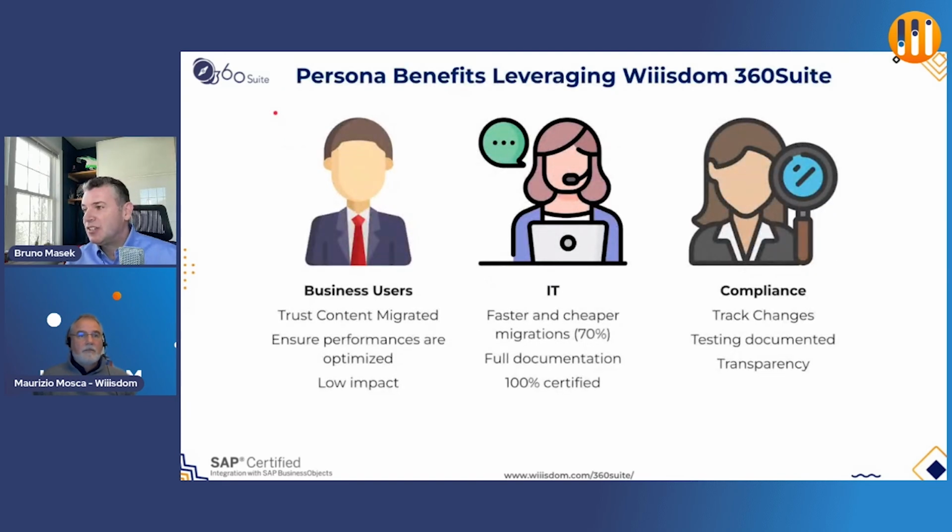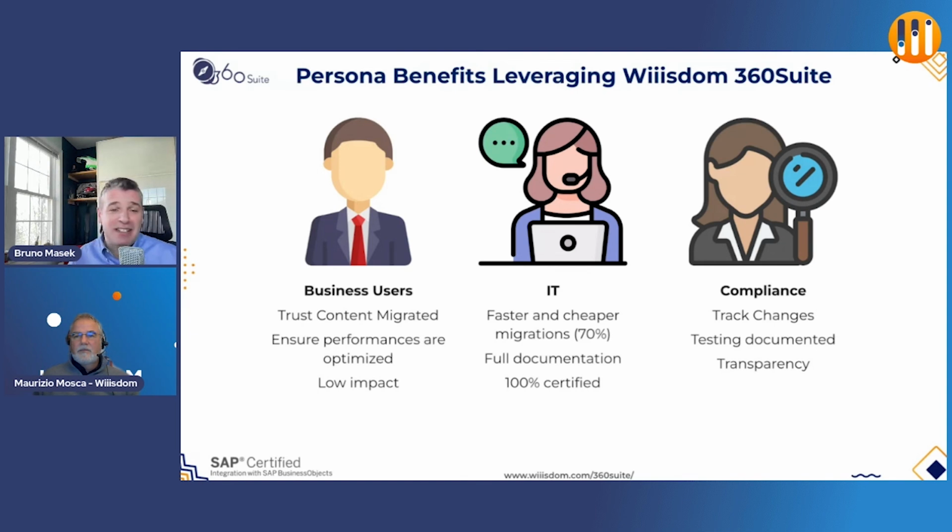So we're getting close to the end here. Overall, in terms of persona benefits, leveraging the Wiiisdom 360 suite methodology, the business users, they love it. Why? Because they know that their content has been tested, and they know that the performances will be optimal. IT, they love us because it's a lot cheaper. No, seriously, we put 70% here, but it's actually higher than that. We see 80% or more. So it's a lot faster. They get full documentation. They know what's going on. The compliance teams, they love us as well. Everybody does.